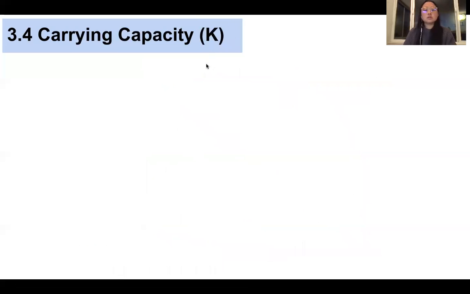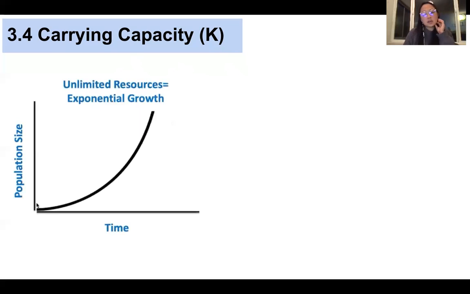Now I want to broaden the scope a little bit and talk about populations of species. We talked about how ecologists categorize species based on how they occupy an ecosystem. Now I want to talk about how a population grows based on the ecosystem that it exists in. Carrying capacity is talking about when a population reaches its limit. So let's look at this graph here.